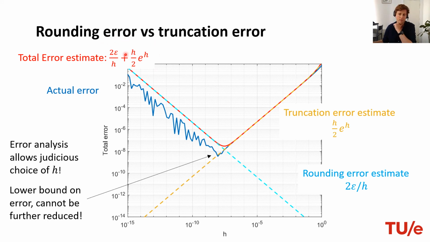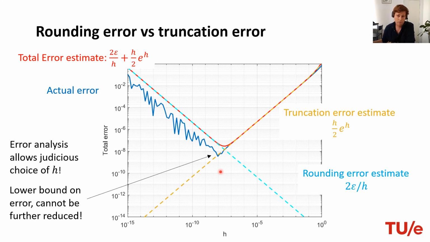However, an important observation here is that there is a lower bound on the error. So no matter what we choose for h, we will never attain an error, let's say below 10 to the power minus 10, using this forward difference scheme that we applied to this problem.